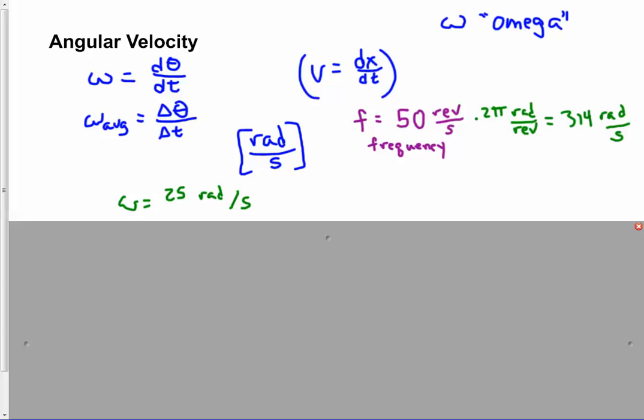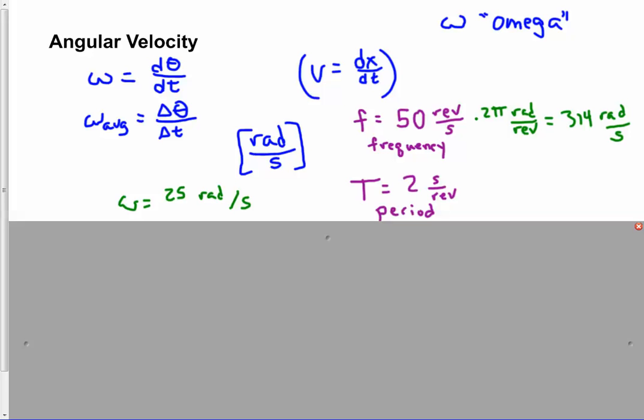The other thing that can happen is, instead of saying how many revolutions per second, you can say how many seconds per revolution. So let's say we have 2 seconds per revolution. This is telling you how long it takes for one revolution. So that's actually a time, right? That's how many seconds per revolution. The capital T is used for that, and that's called the period. So 2 seconds per revolution. Obviously that would be slower than 50 revolutions per second.